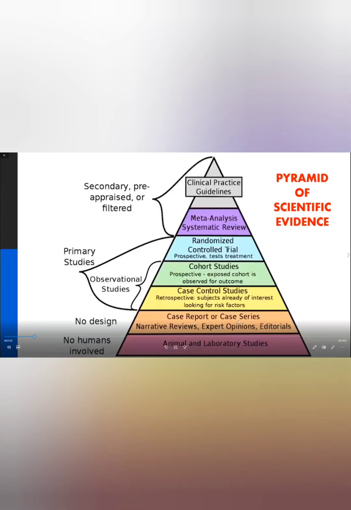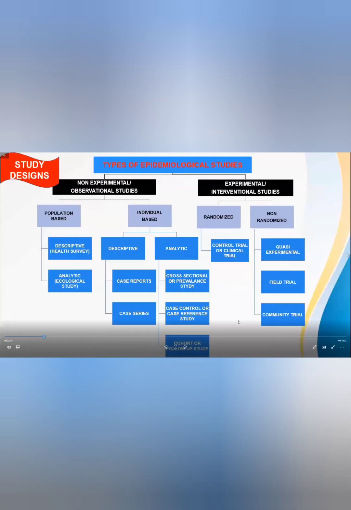This is the pyramid of scientific evidence. All of you are aware of it. The animal and laboratory studies occupy the lowest level of the pyramid with the lowest evidence, followed by case reports and case series. Then come the observational studies like case control studies and cohort studies, followed by randomized control trials. And the secondary pre-appraised filtered studies like meta-analysis, systematic review, and clinical practice guidelines occupy the highest level of evidence. Now we will see about the study designs.